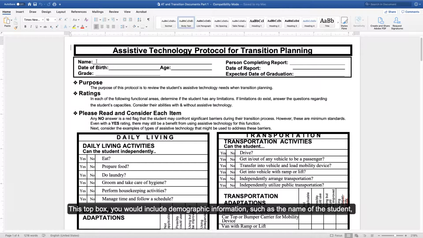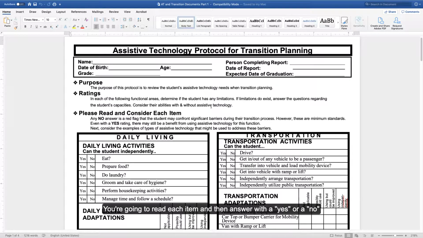In the top box, you would include demographic information, such as the name of the student, their date of birth, their age, what grade they're in, who is the person completing this report, the date of the report, and the expected date of graduation. There is then a rating box for each of the different areas of assistive technology.